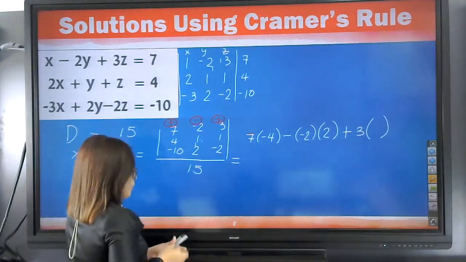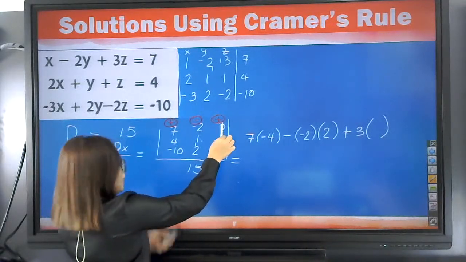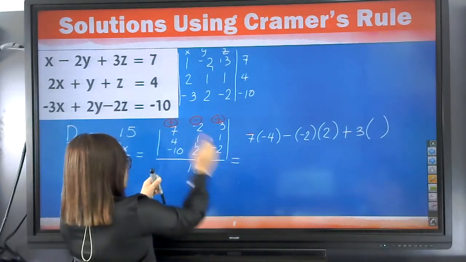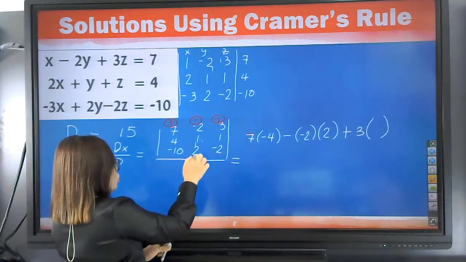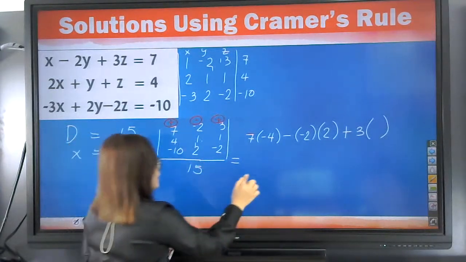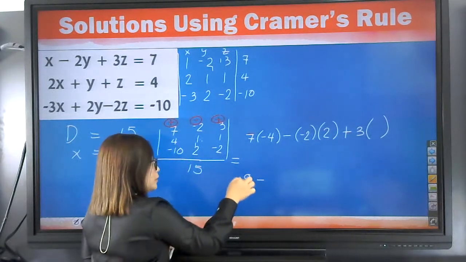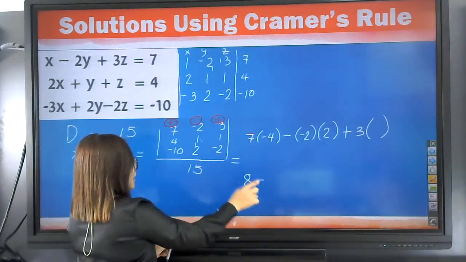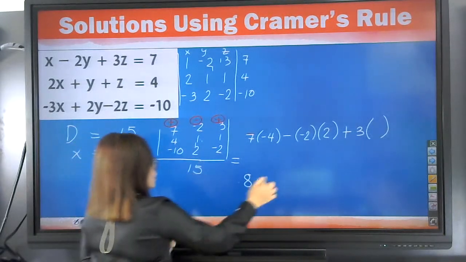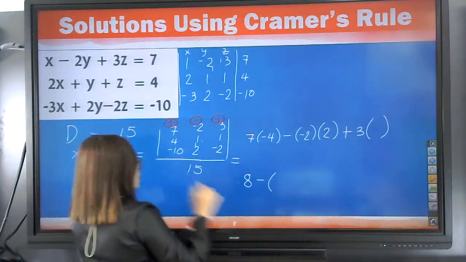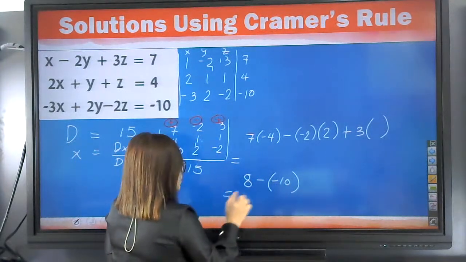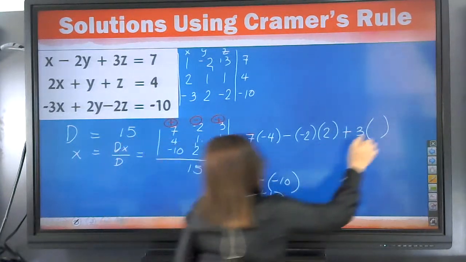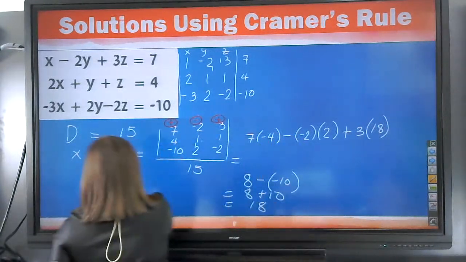3 is in this column and 3 is in this row. Look, so you don't need these numbers. What we have is 4, 2, negative 10, 1. 4 times 2 is 8, minus arrow up, negative 10 times 1 is negative 10. The answer here is 8 plus 10, which is 18. So you write the answer 18 here.